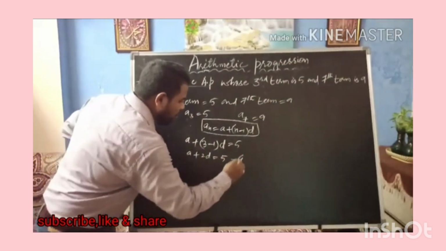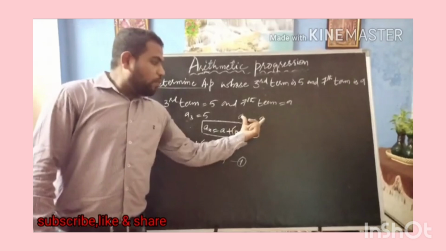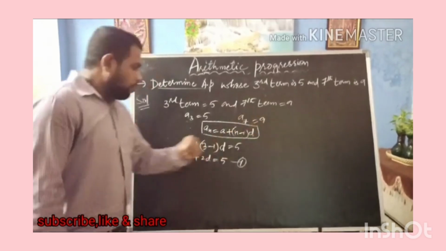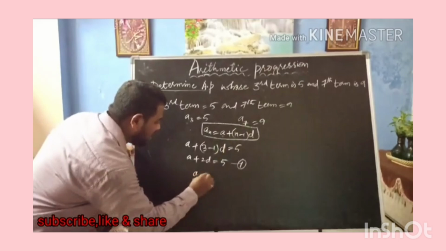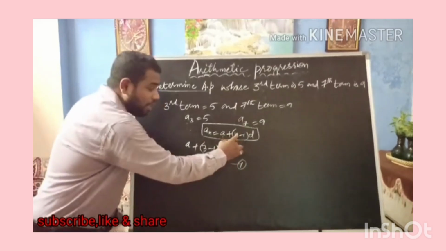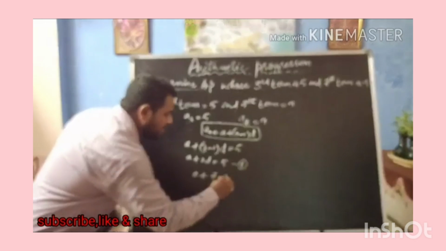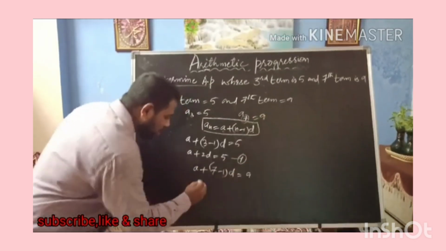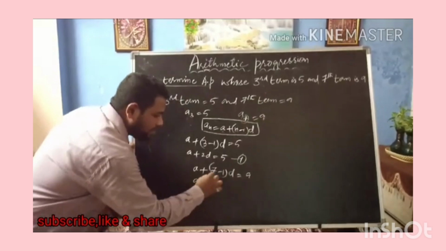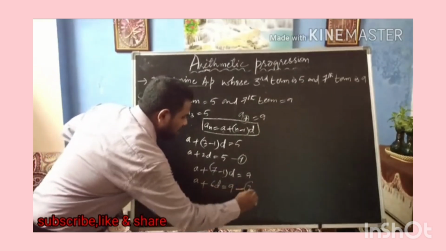So this is equation number 1 I am keeping. Now I am going to apply the same nth term formula for the seventh term equals to 9. Here for the seventh term, a is not given, so a is same as a plus, and in place of n we can write what? 7. So I am writing here 7 minus 1 into d equals to what is given? 9. So a plus 7 minus 1 is going to be 6, 6d equals to 9. So this is our equation number 2.